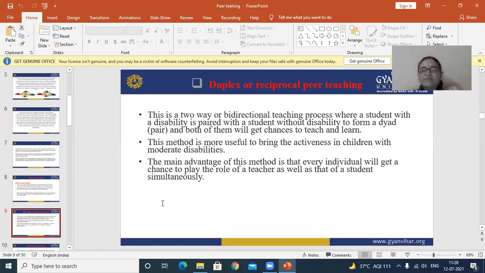The main advantage of this method is that every individual will get a chance to play the role of the teacher as well as that of the student simultaneously.